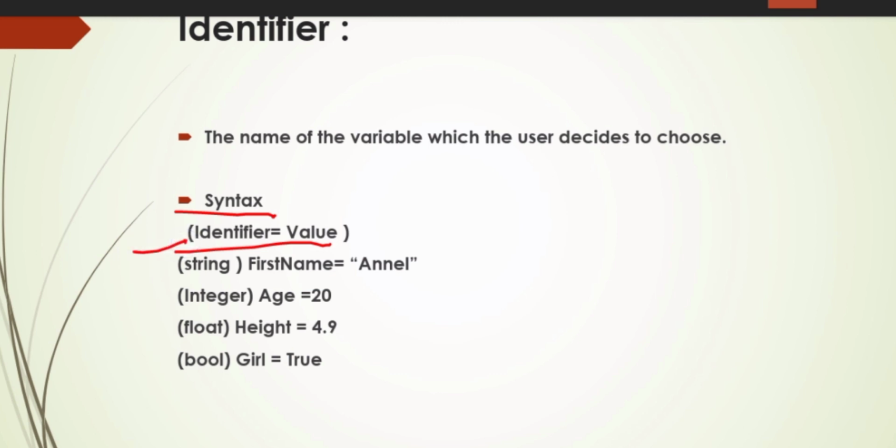So, string, the identifier is first name, the value is Anel. Then integer, age, which is the identifier, the value is 20. For float, height, the identifier is height, the value is 4.9. And for bool, it identifies whether girl or boy, so girl, true.